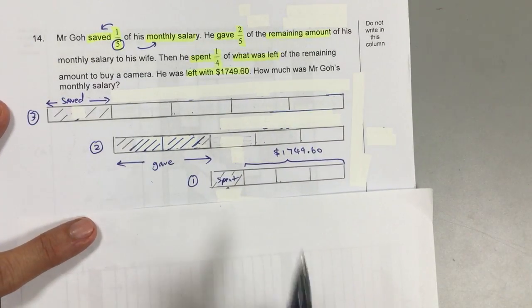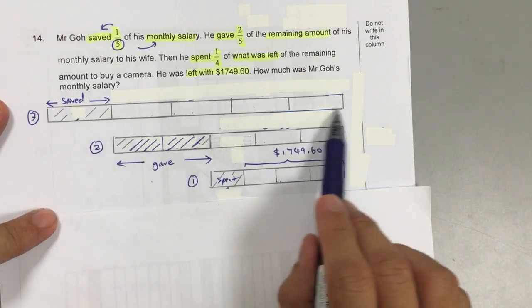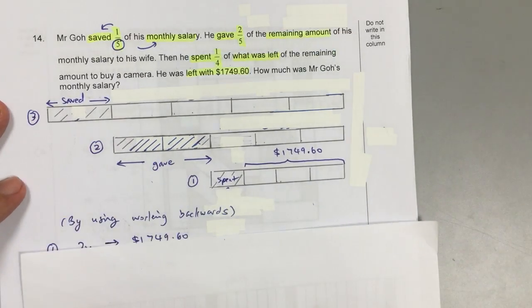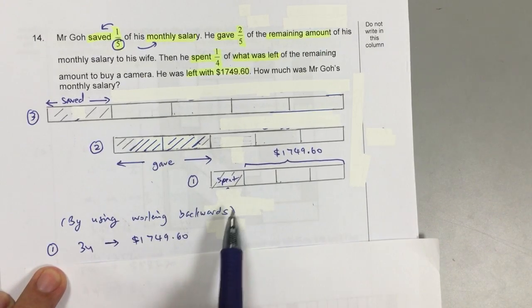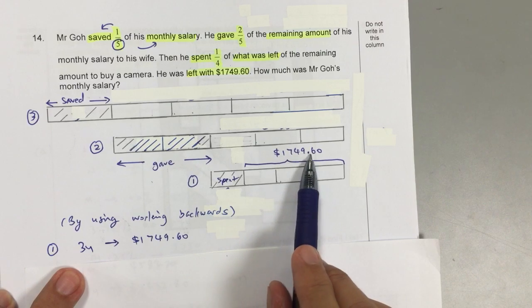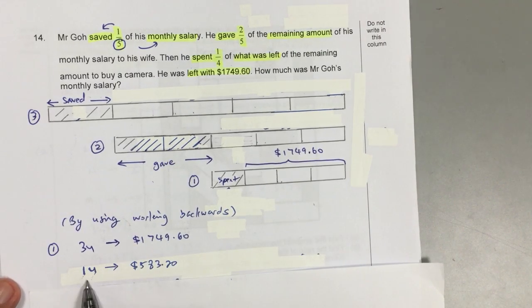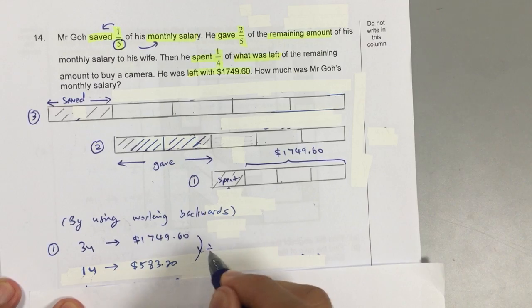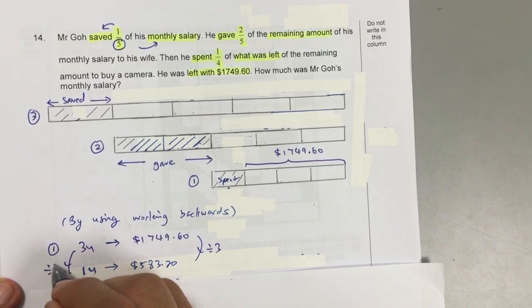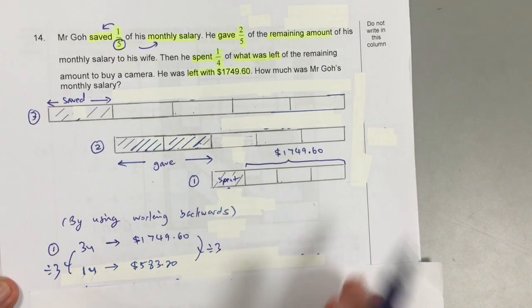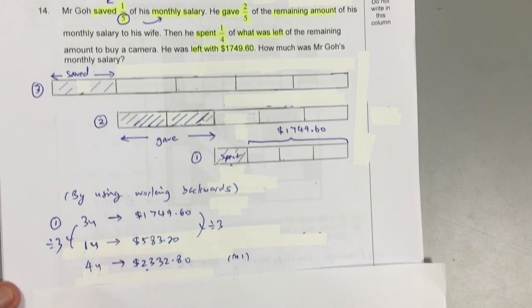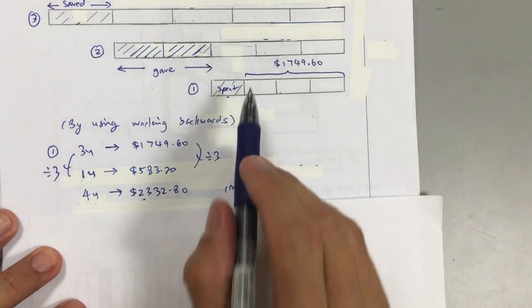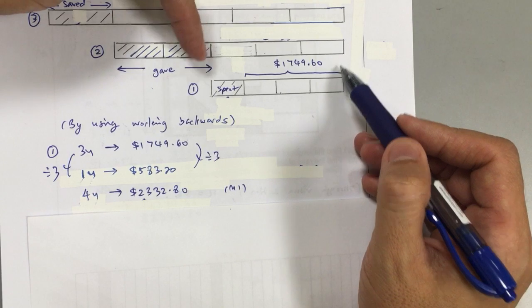So we are working backward. It asks you for the total income per month. So by working backward, I look at this first bar here. 3 units is 1749.60. 1 unit, I divide 3. Then I can work out 4 units. So I times 4, I have 2332.80. Push up. Now I look back here. So this amount I know.